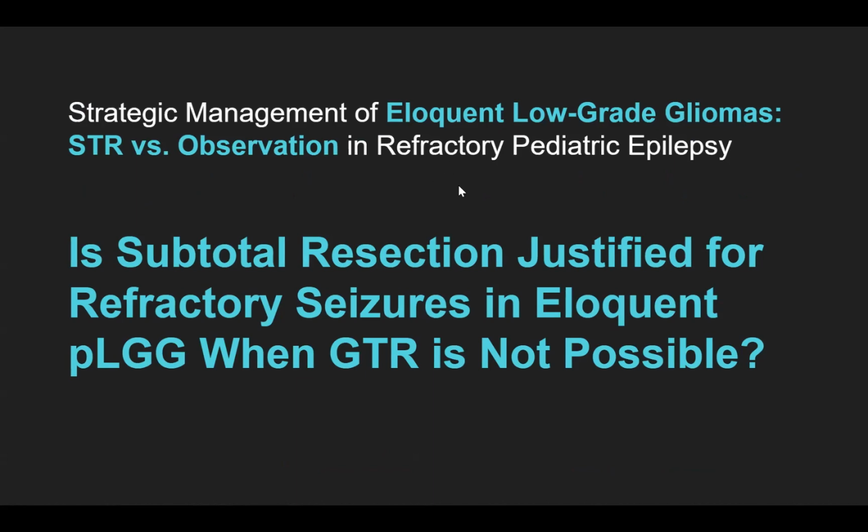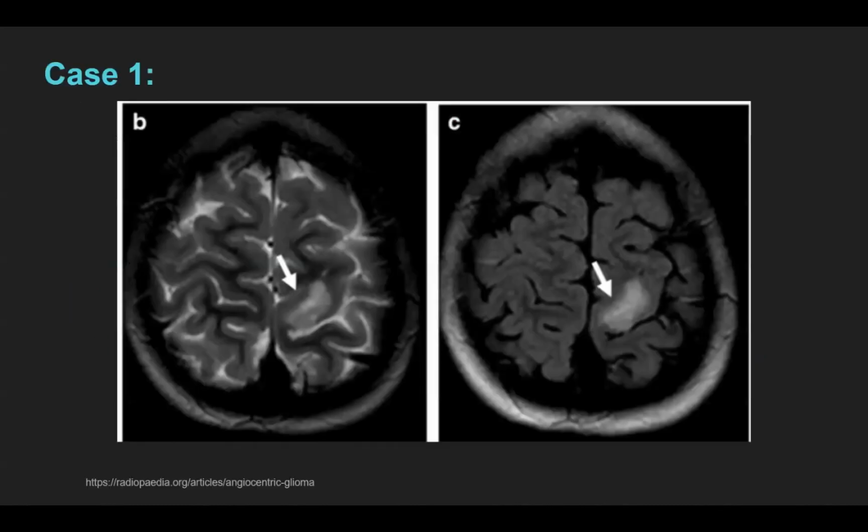So the question was, is STR justified for refractory seizures in eloquent low-grade gliomas when GTR is not possible? When we already know on the imaging that we won't be able to get the entire tumor out? Do we still subject the patient to a surgery, which is an invasive procedure, obviously, and involves a lot of risks? Or do we choose to observe and treat medically? So there were quite a few interesting aspects.